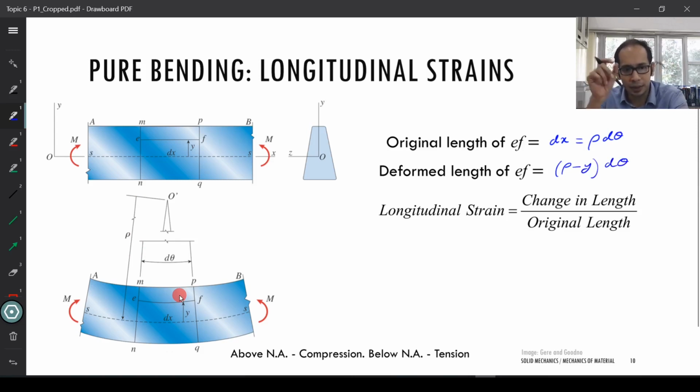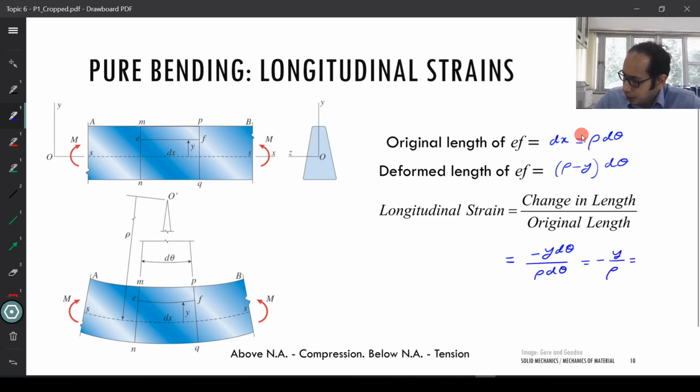Now if we have to calculate the longitudinal strain for the line EF, how do we find that? What do we mean by strain? Strain is the change in length divided by the original length. So the change in length will be (rho minus y) d theta minus rho d theta, so it will be minus y d theta, and the original length is dx, that is rho d theta. So that becomes equal to minus y divided by rho, and we know that 1 divided by rho, the radius of curvature, is simply the curvature kappa. So epsilon x becomes equal to minus kappa times y.